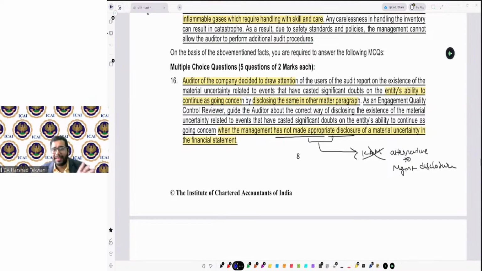So that is the scene or scenario, you could say, with respect to the accounting side and auditing side both. I hope I have answered your doubt. Any further question on this?